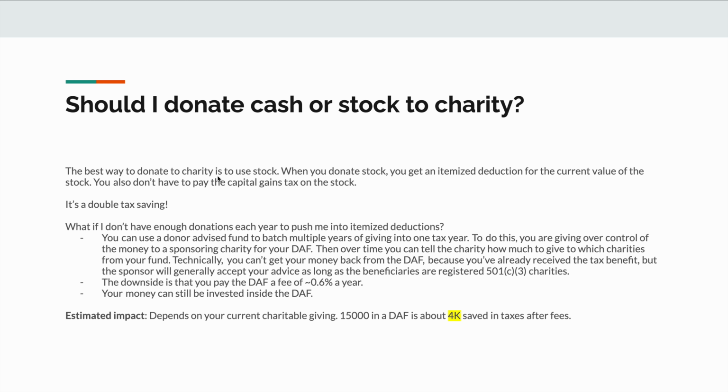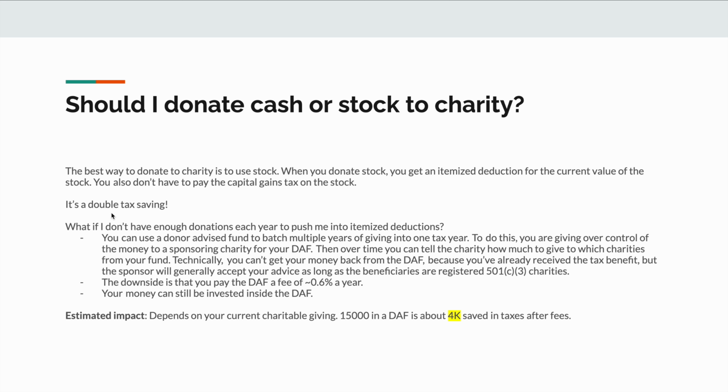The best way is to donate using stock. And when you donate stock, one, you get the itemized deduction on your income taxes for the full value of the stock, and you don't have to pay the capital gains tax that you would have had to pay if you had sold the stock and then contributed the money from selling the stock. So this is a double tax savings for you.